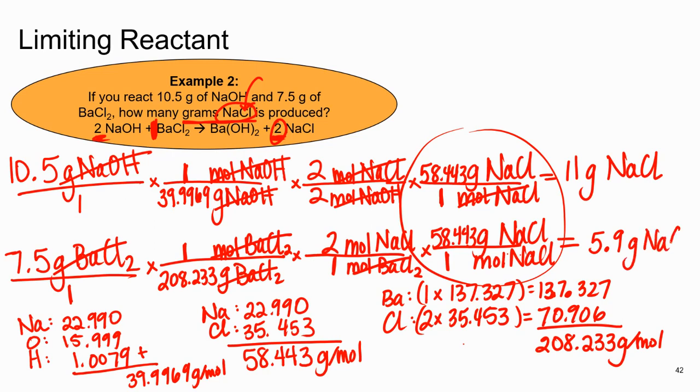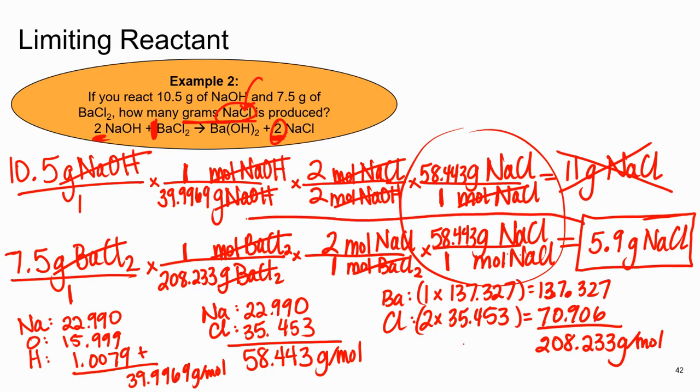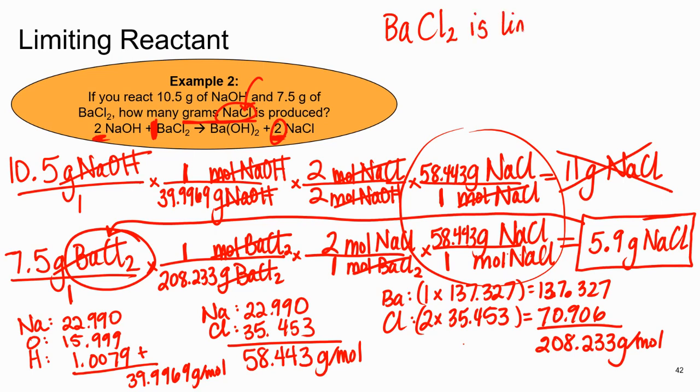of sodium chloride. Now think for a second about how much sodium chloride you think can be made. It's only the lesser amount. You can't add these up. You can't subtract the two masses. We can only make 5.9 grams of sodium chloride. We'll never make that full 11 grams. And then the question is, well, what is the limiting reactant? Well, then it's the reactant that produces the lesser amount. And that reactant was the barium chloride. So barium chloride is the limiting reactant.